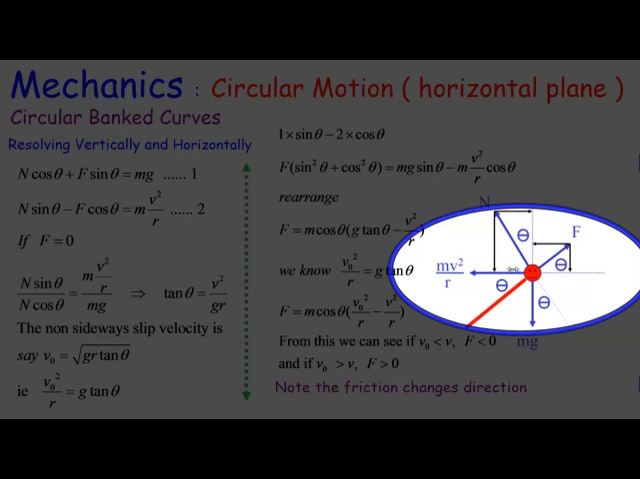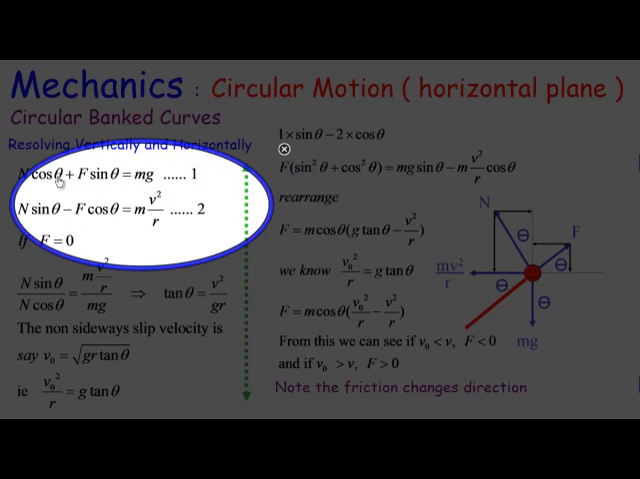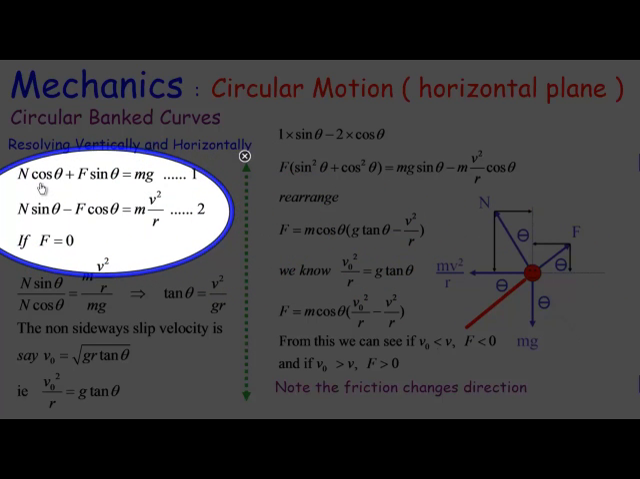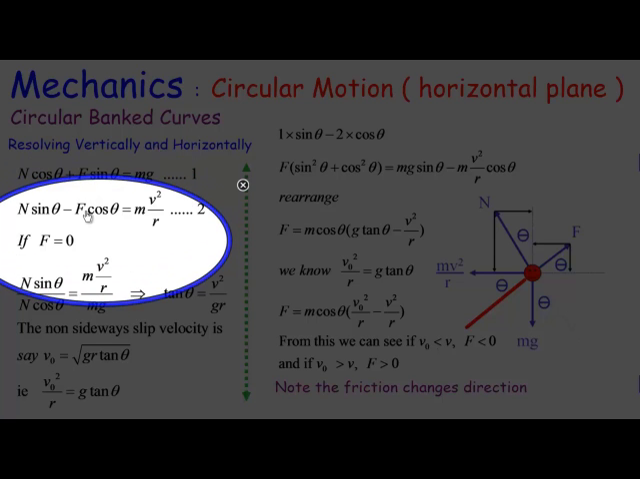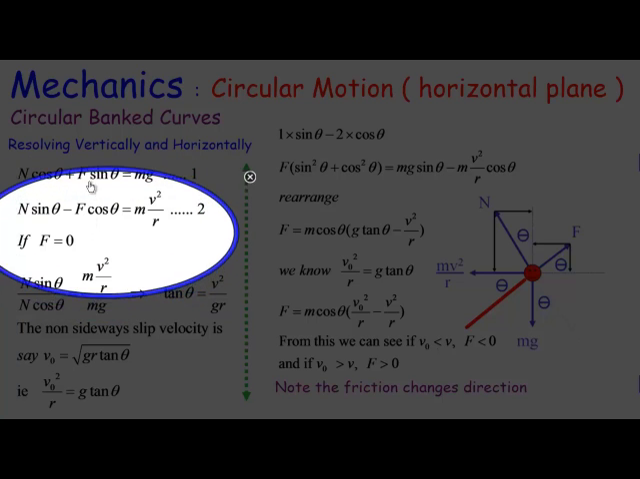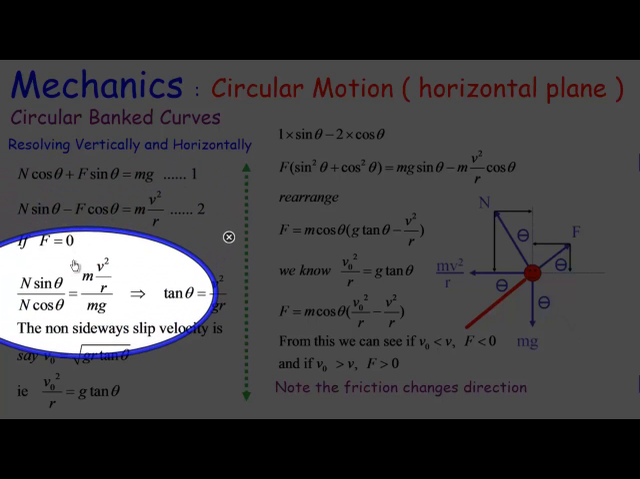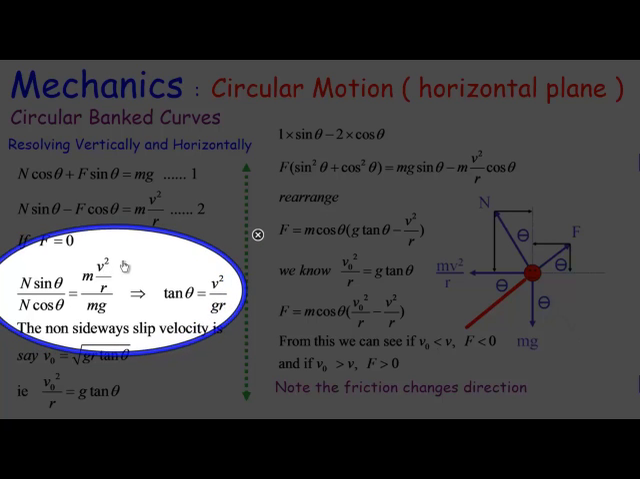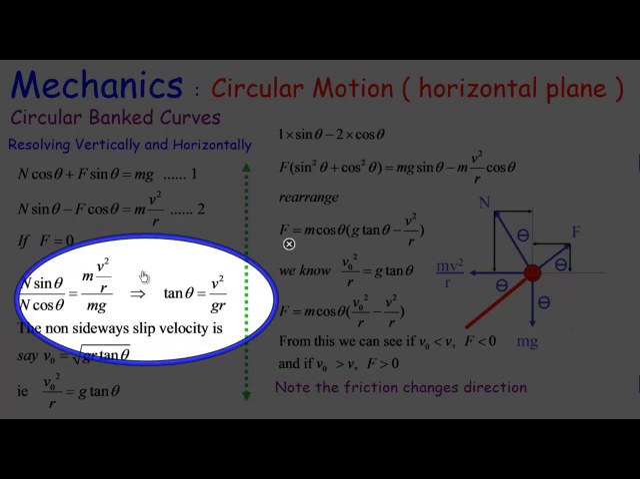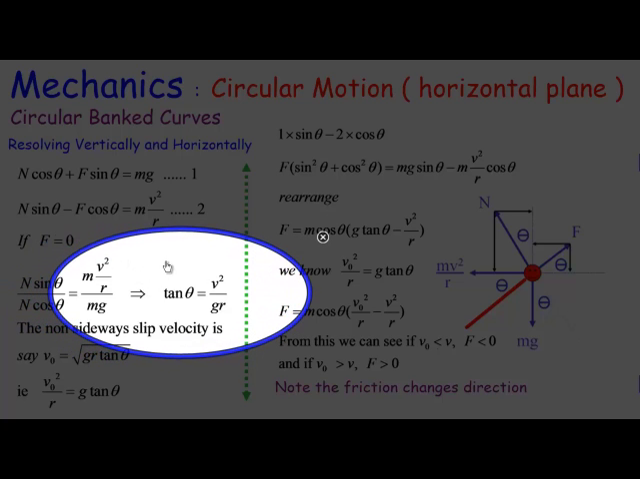Now, the trouble is one's acting towards the center, one's acting away from the center. If we take acting towards the center as the positive direction, we have n sine theta minus f cos theta is equal to the centripetal force, mv squared on r. Now if f is equal to 0, then we can knock those terms out and divide 2 by 1, and we get mv squared on r on mg, which gives us tan theta.